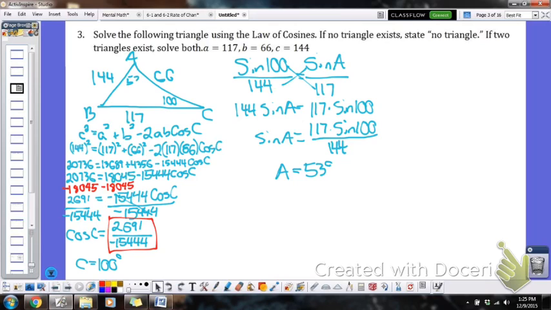So my last thing that I need to do is find angle B, and I will do that by taking 180 minus 100 minus 53, and that'll give me my last angle, angle B, which will then be equal to 27 degrees. So we have solved this triangle.